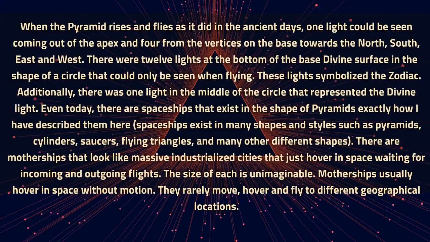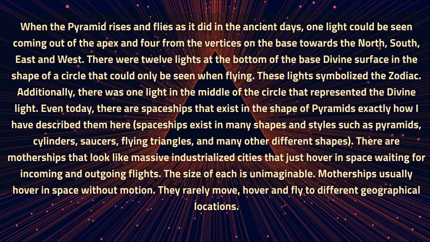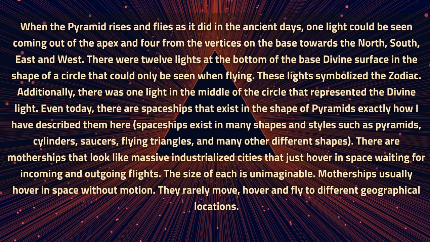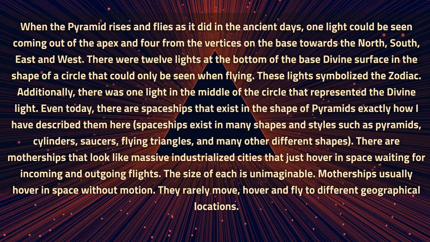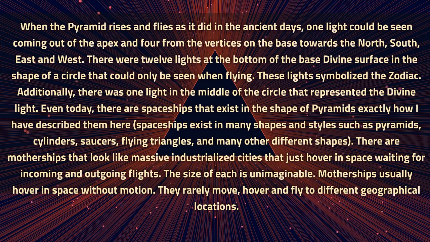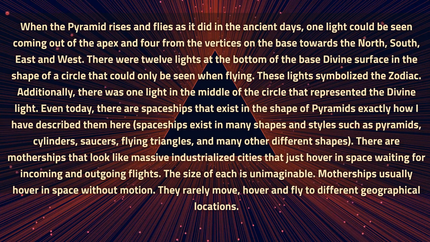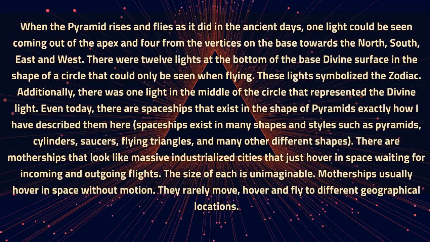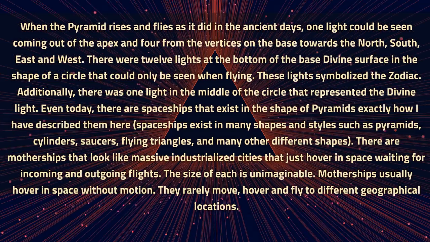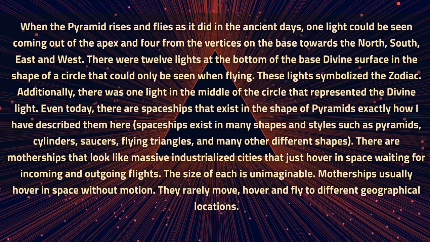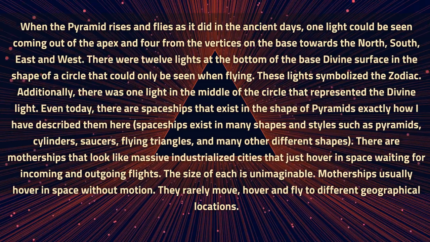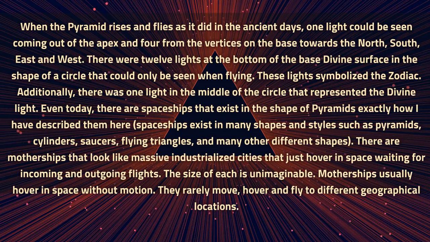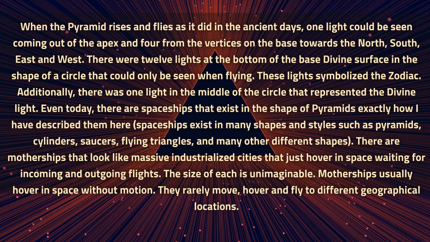When the pyramid rises and flies as it did in the ancient days, 1 light could be seen coming out of the apex and 4 from the vertices on the base towards the north, south, east and west. There were 12 lights at the bottom of the base divine surface in the shape of a circle that could only be seen when flying. These lights symbolized the zodiac. Additionally, there was 1 light in the middle of the circle that represented the divine light.